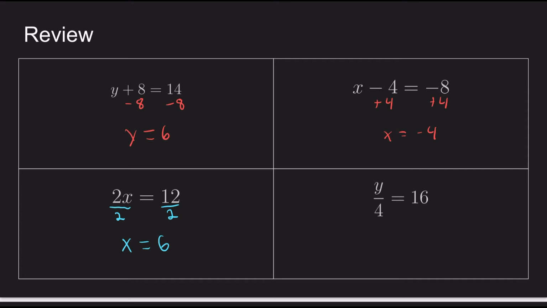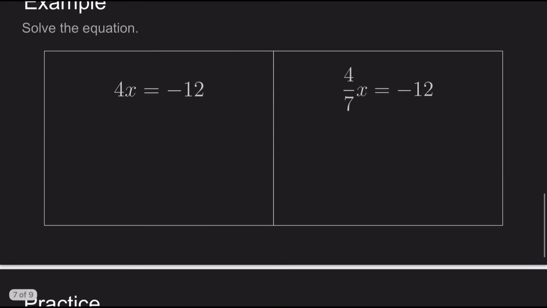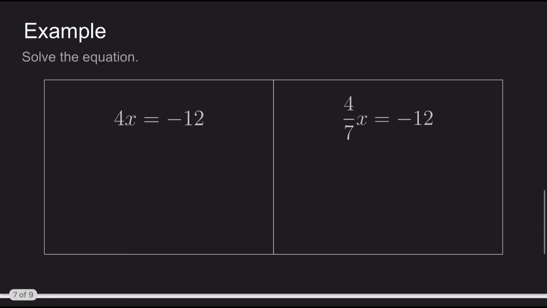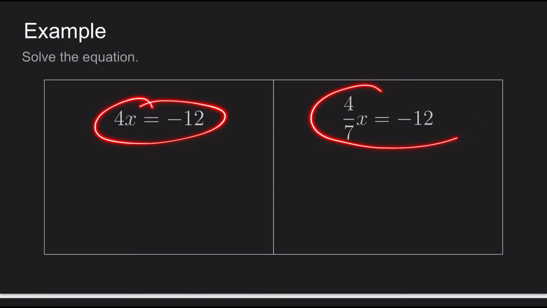And finally, y divided by 4. We multiply by 4. Eliminates, multiply by 4. You get y equals, what's that going to be? 64. And again, we're just getting the y alone. So, looking at these two problems, this is what we know how to do already. This is what we're about to learn how to do.